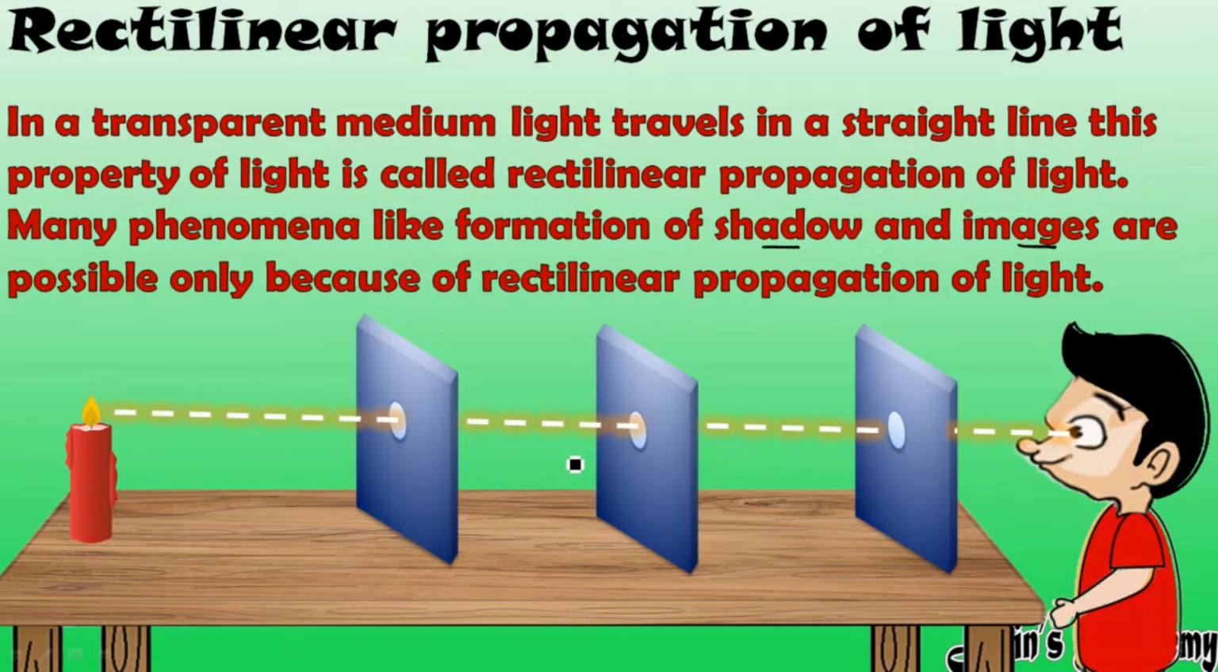Even solar eclipse and lunar eclipse, maybe you have heard the words Surya Grahan and Chandra Grahan. These two things are known as solar eclipse and lunar eclipse. These things also occur due to the rectilinear propagation of light. And about the formation of shadows, formation of images, solar eclipse, lunar eclipse, all these things we will study in the last slides of this chapter.